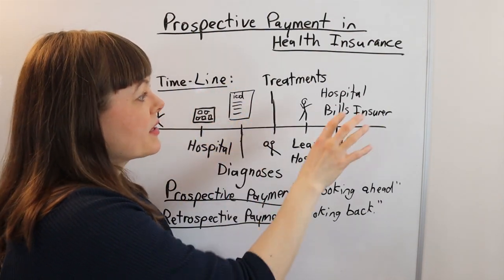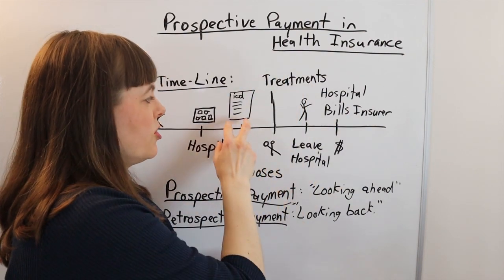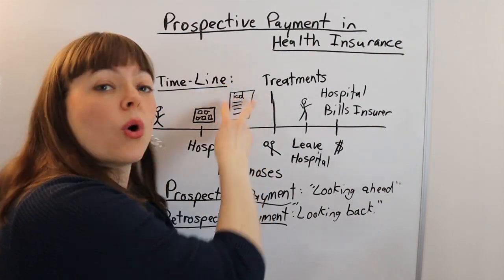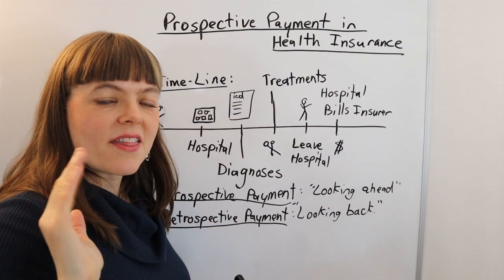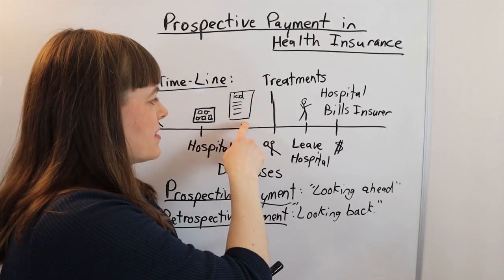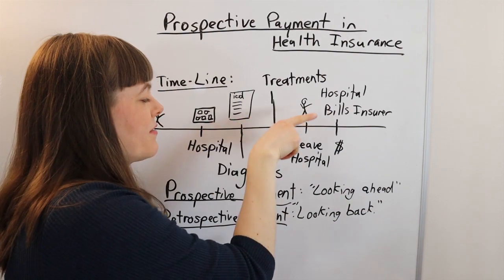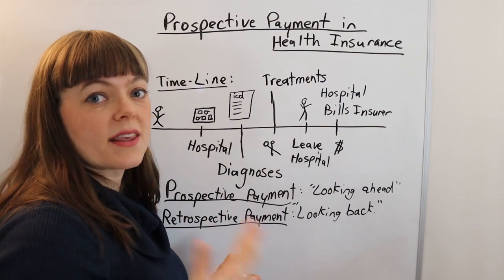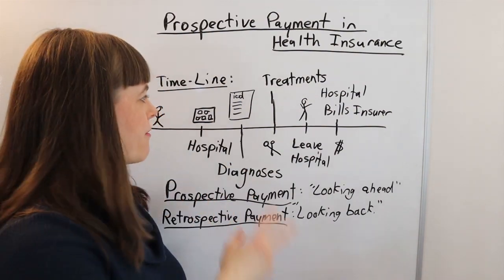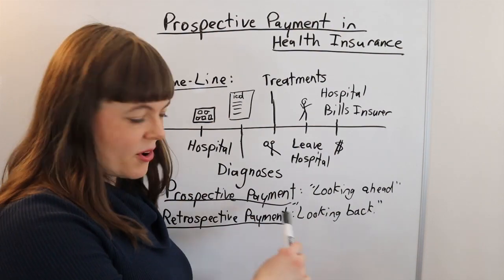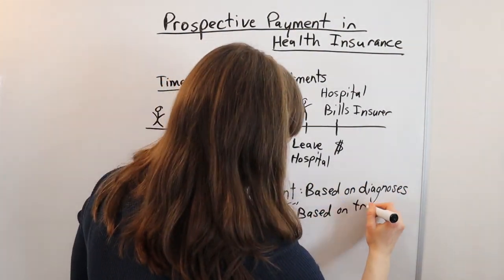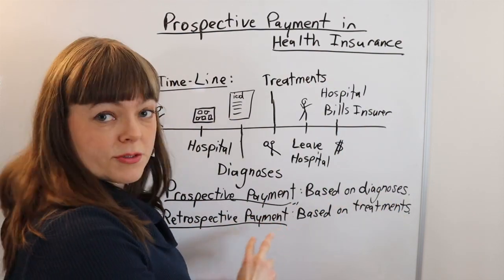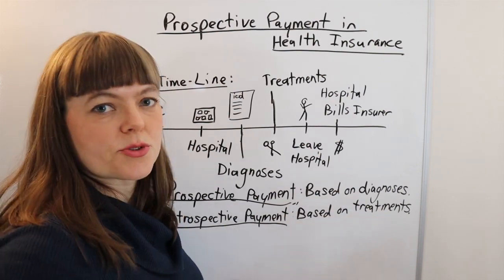And instead of billing the insurer for the treatments, you submit the list of diagnoses, and the insurer will pay the hospital based only on the list of diagnoses. That's prospective payment, because it's like looking ahead to the rest of the hospital stay. How much on average will the hospital spend treating the patient with standard care for that list of diagnoses? So let me summarize that down here. Prospective payment is payment based on the list of diagnoses. Retrospective payment is payment based on the actual treatment.